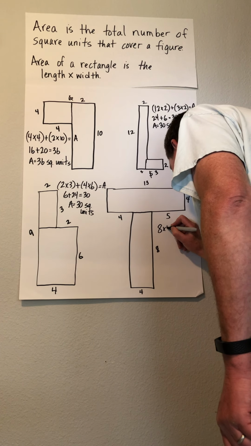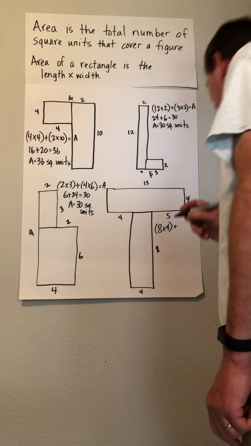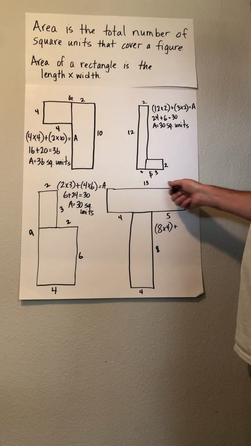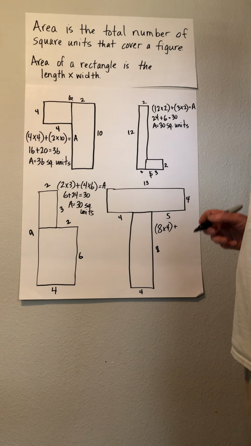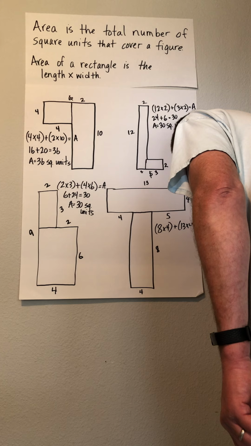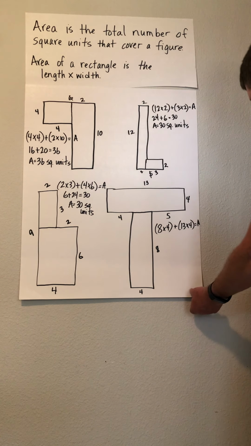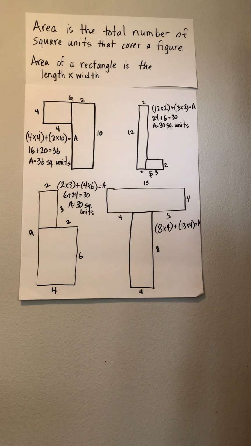So 8 times 4 plus, now this is 13 and this is 4. And that equals A. Ooh, I wrote on the wall. I'm gonna get in trouble.